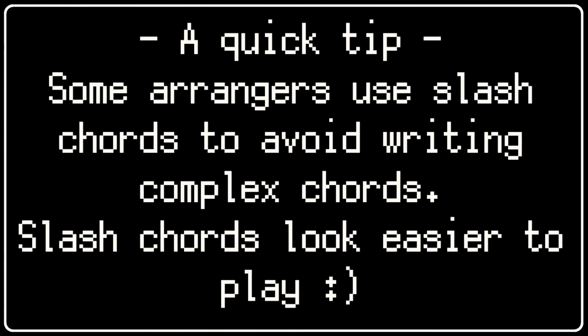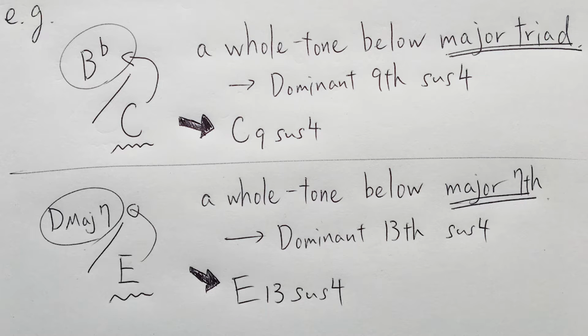Okay, so here's a quick tip. When a chord has a lot of tension notes in it, the chord is often written as a slash chord to make it look simpler. It's very useful to memorize some slash chords. When you see a slash chord having a whole tone below major chord on the top of the slash chord, it's a dominant 7th sus4 chord with tension notes. For example, B flat over C. B flat is a whole tone below major chord from C, and this is C9 sus4.